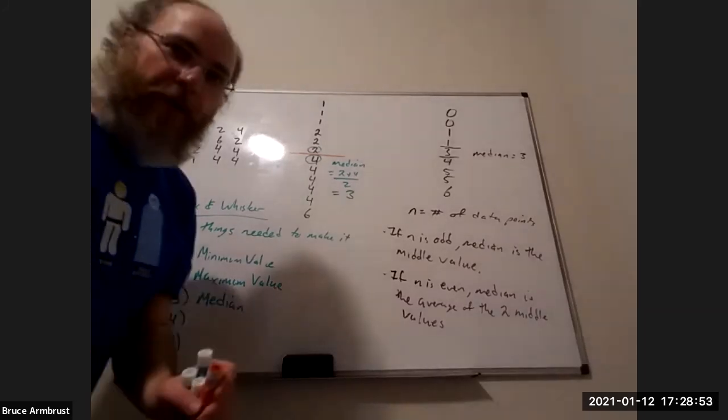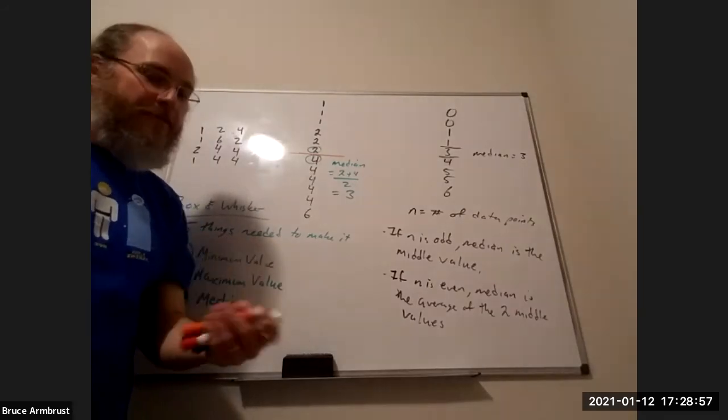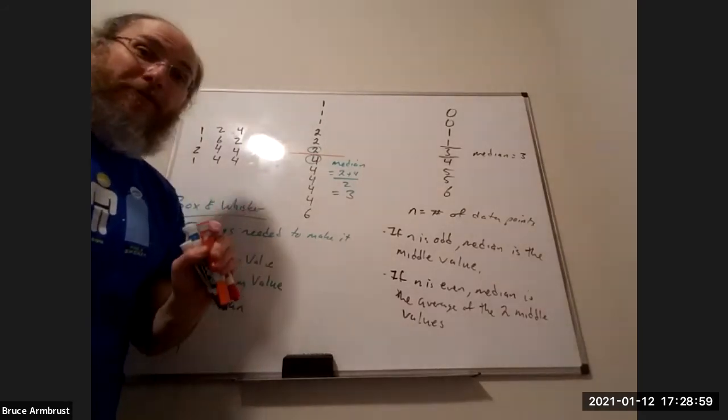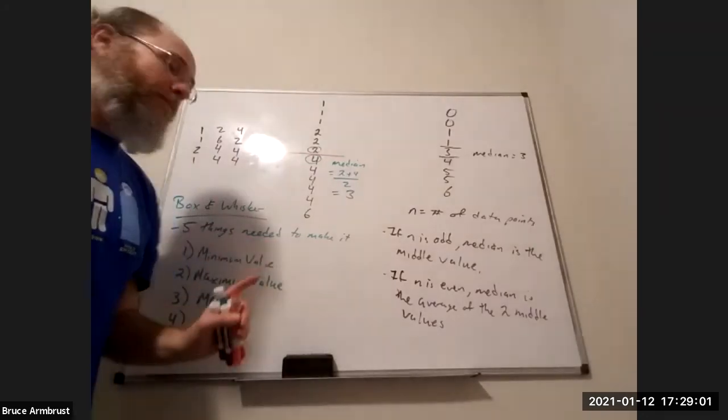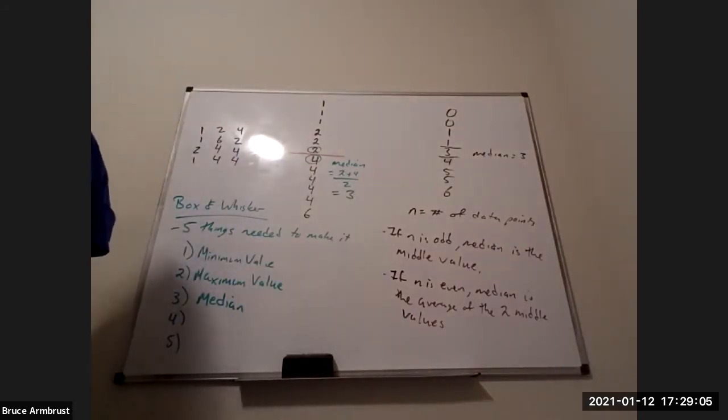All right, so I apologize about that mean thing. It's still important you know how to find the mean, because we need to know how to do it, but I'm sorry I confused. We need the median for the box and whisker plot. All right.